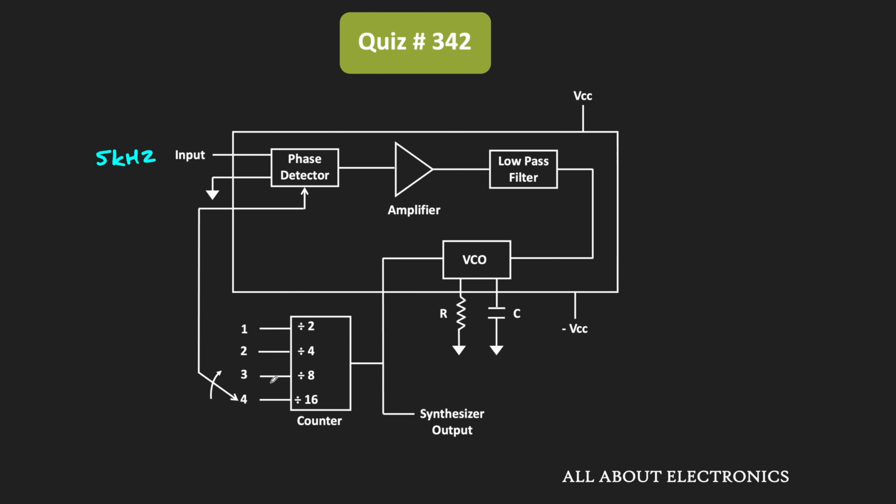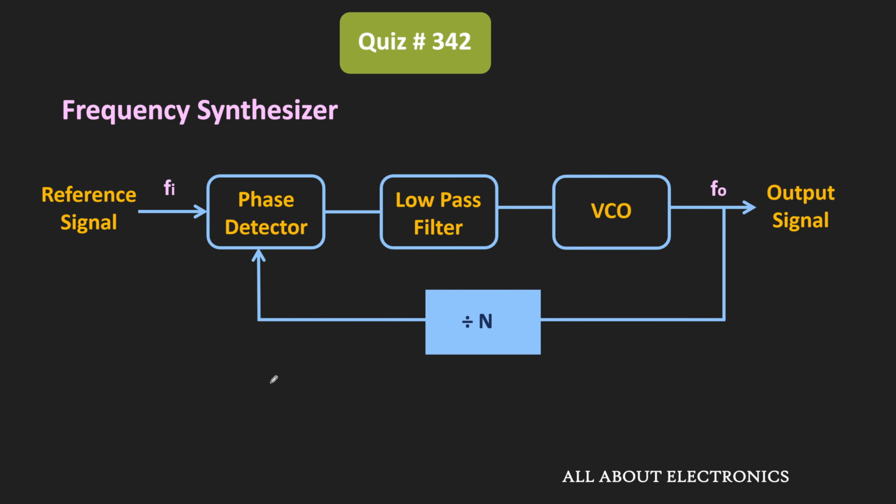So when we use this PLL along with this divide by N counter, then it can be used as a frequency synthesizer. As shown in the diagram, one input to the phase detector of the PLL will be the reference signal and the other input is the feedback signal which is coming from the divide by N counter. Let's say it is equal to Ff.